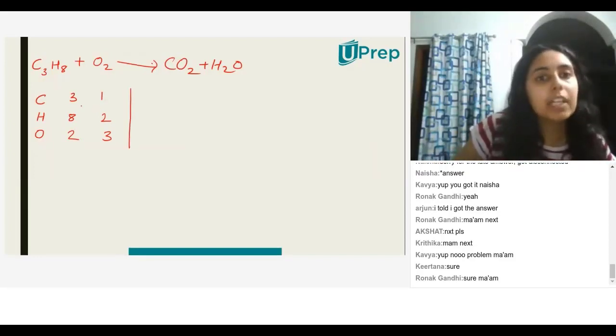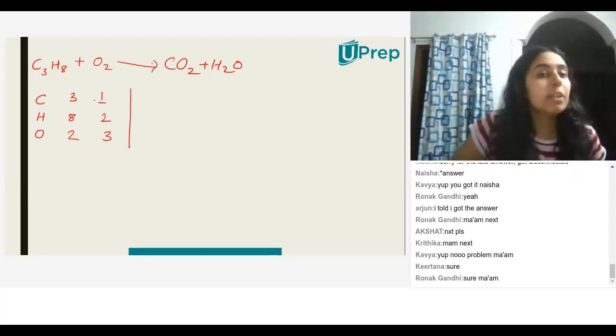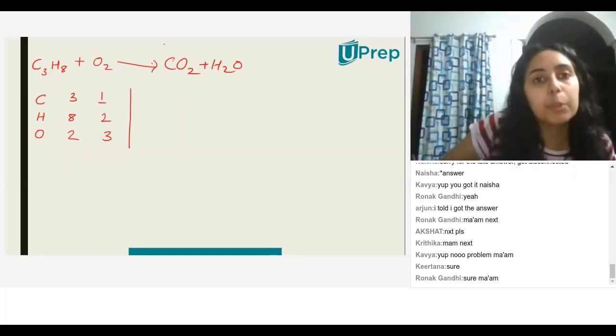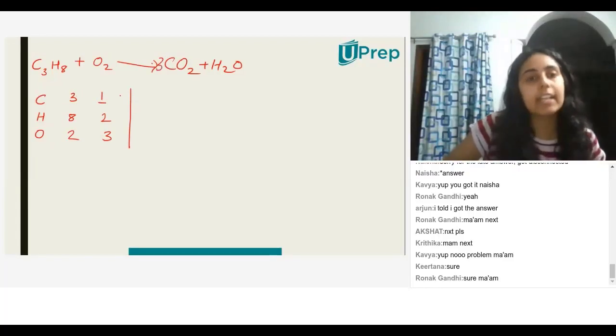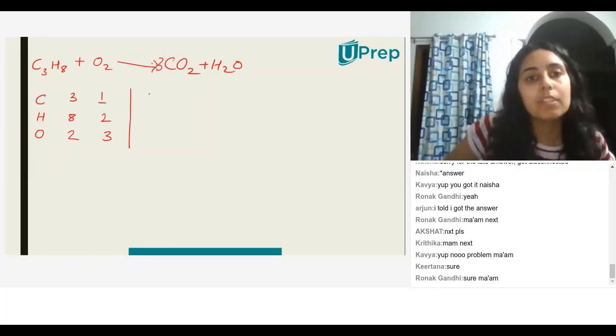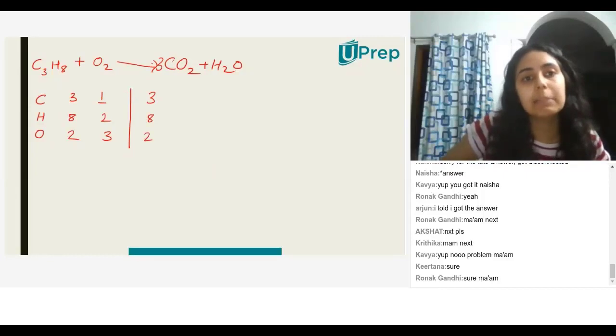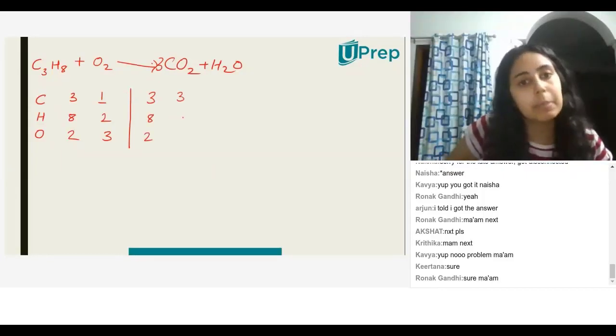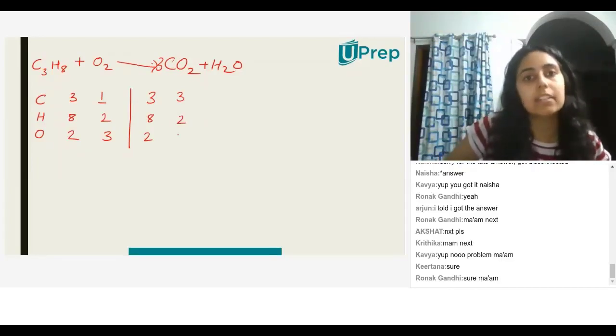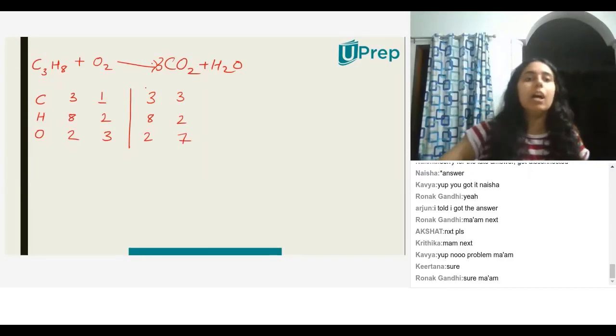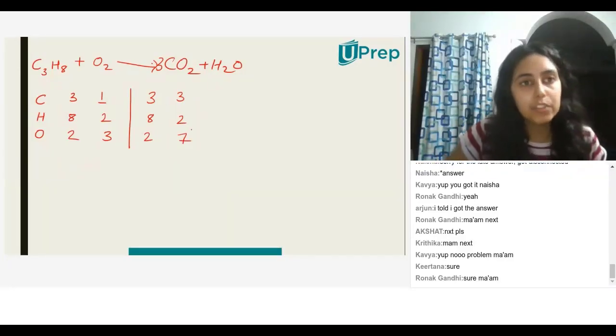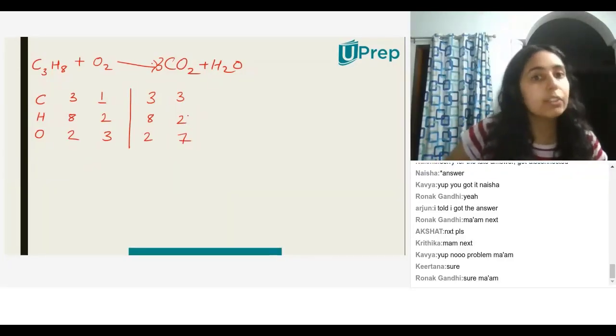Let me start with carbon. I have fewer carbons on the right-hand side, so I'm going to put 3 over here so that I get 3 on the right-hand side as well. I did nothing on the left-hand side, so that remains the same. On the right-hand side, the carbon now becomes 3, hydrogen remains the same, and oxygen is now 3 times 2, 6, plus 1, 7. Now carbons are balanced, but hydrogen is not balanced. So I need to balance the hydrogens now.